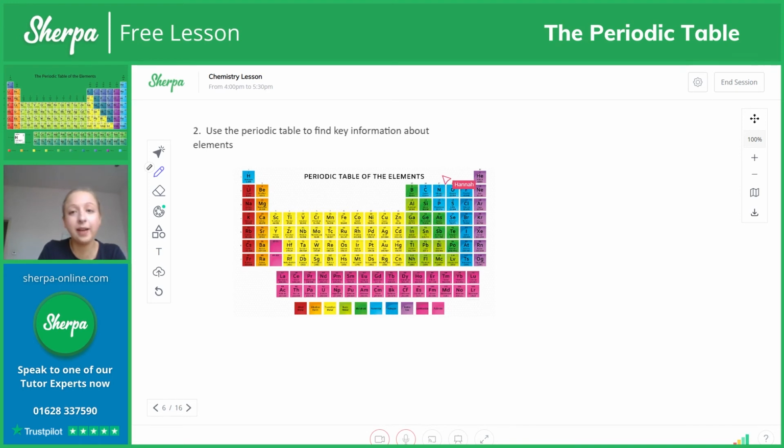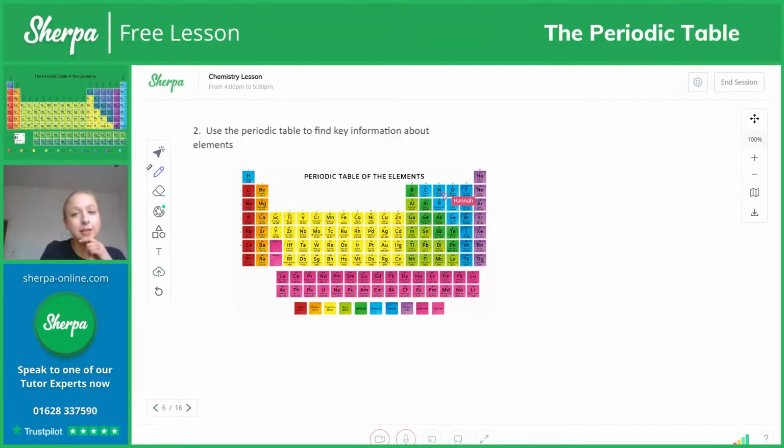So how am I getting that information? It's in the second row down. That means it's got 2 shells. And I'm looking at which group it is. That is a tiny number 5, or we can count across: 1, 2, 3, 4, 5. That gives us a lot of useful information about nitrogen.